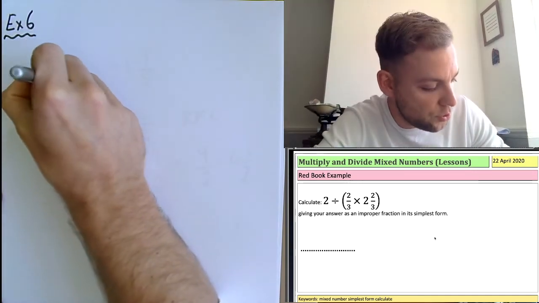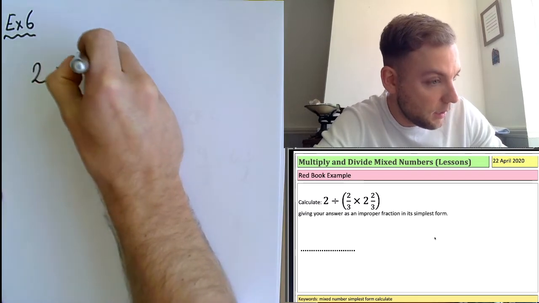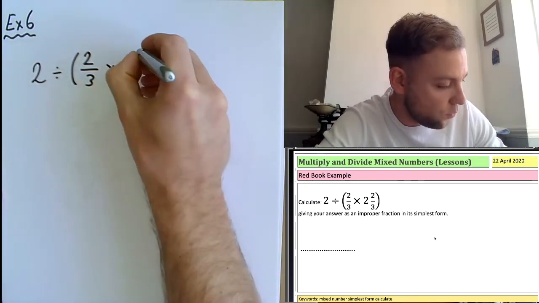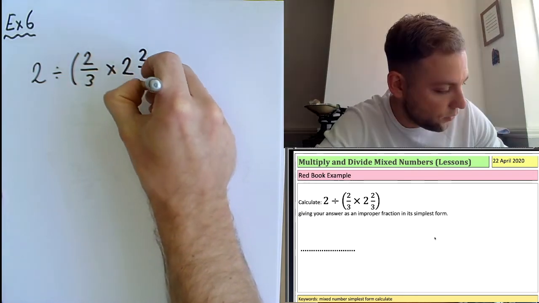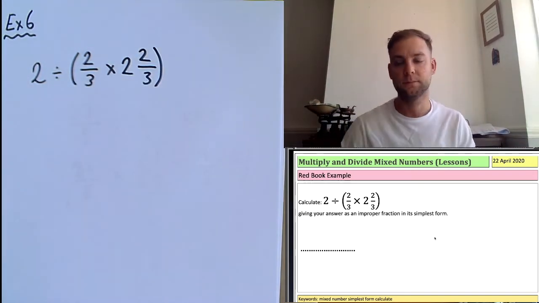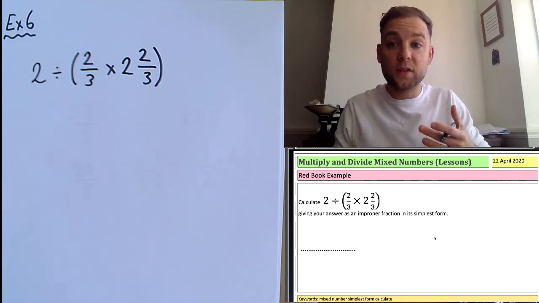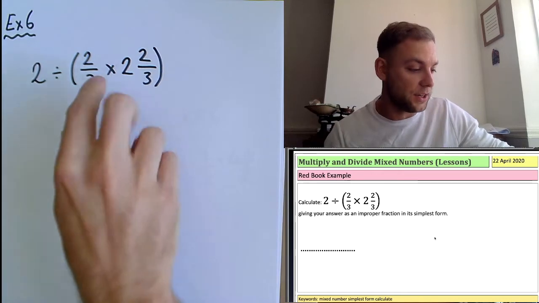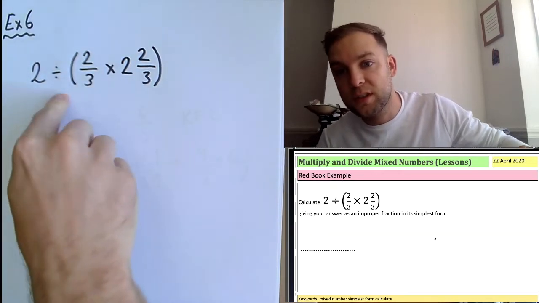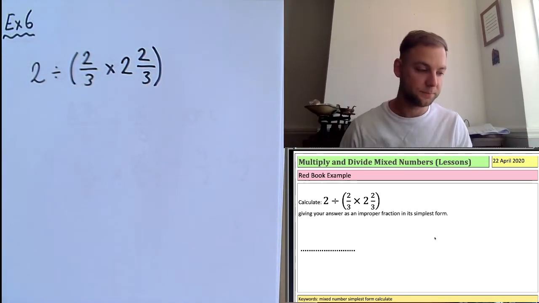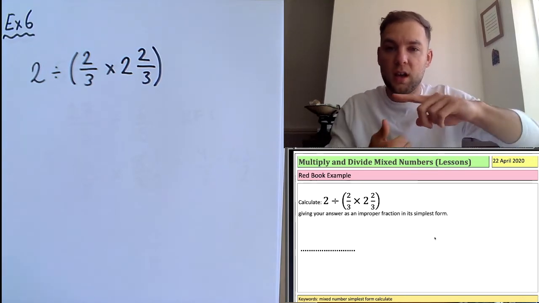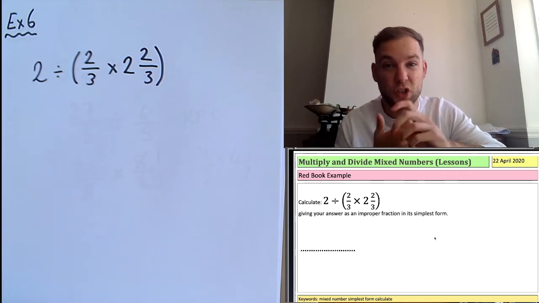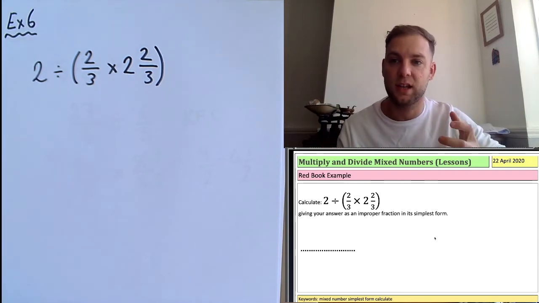So here we've got 2 divided by 2 over 3 times by 2 and 2 over 3. So we're bringing loads of elements together here. We've got to be thinking about BIDMAS or BODMAS or order of operation because we've got to do the bracket first, then we do the times in the bracket, then we do the divide. We've also got to think about this part here when we are changing this to an improper fraction. There's loads of things going on. That's what makes this really tricky.